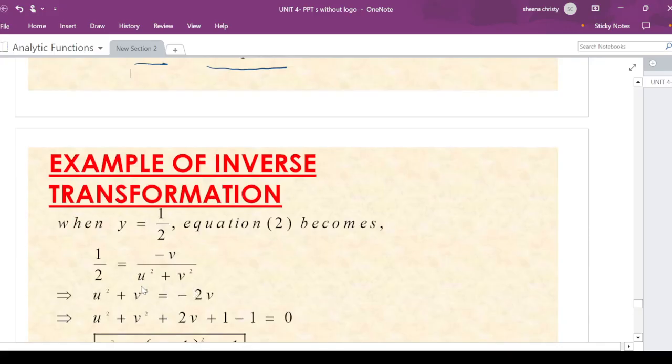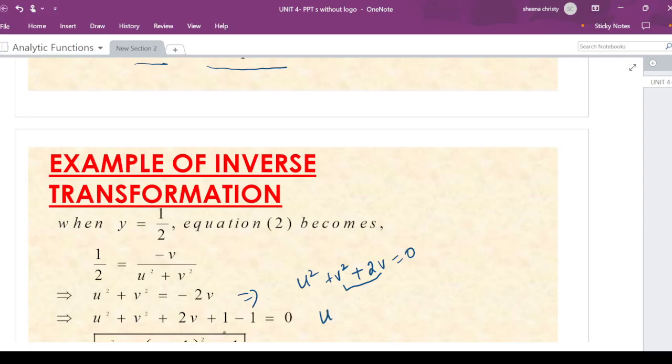By cross multiplying, you will get u square plus v square equal to minus 2v. Now how to get the perfect square form? u square plus v square plus 2v equal to 0. Here I am going to write this in perfect square form. So what do I have to add and subtract? I have to add and subtract 1.